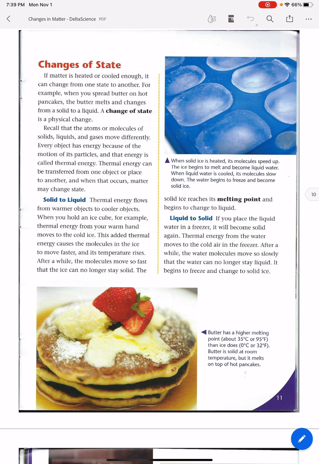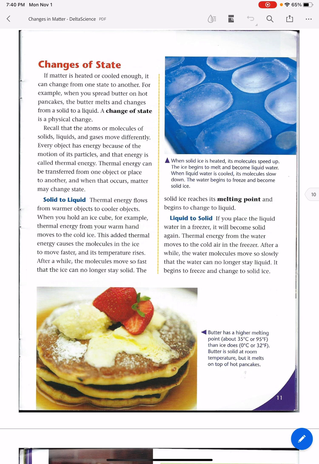Liquid to solid. If you place the liquid water in a freezer, it will become solid again. Thermal energy from the water moves to the cold air in the freezer. After a while, the water molecules move so slowly that the water can no longer stay liquid. It begins to freeze and change to solid ice.